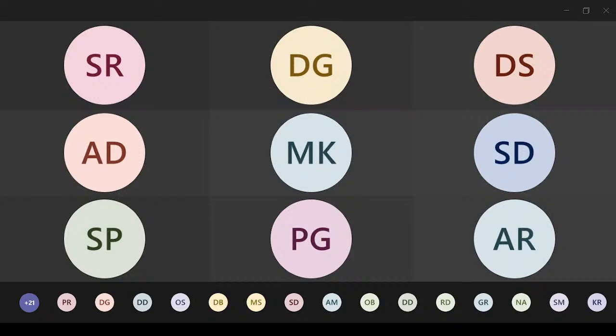Shudeshna, just let me know if it is showing. Not yet. Not yet.